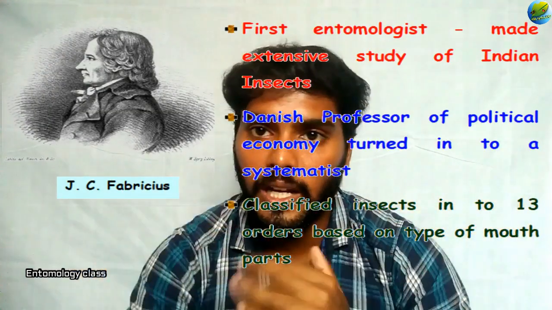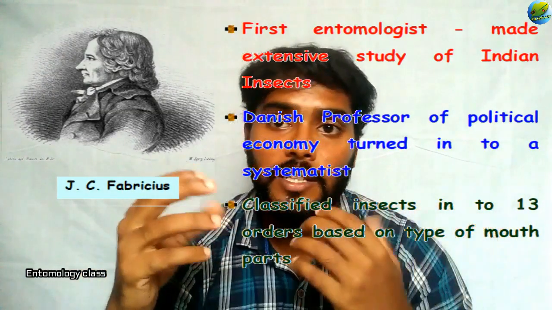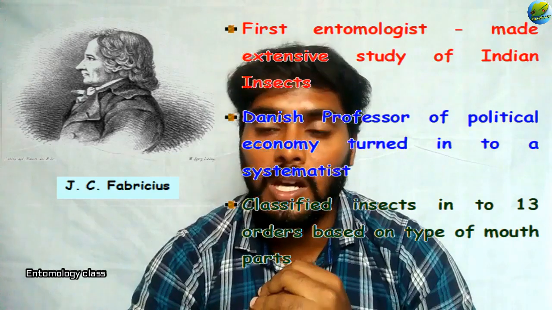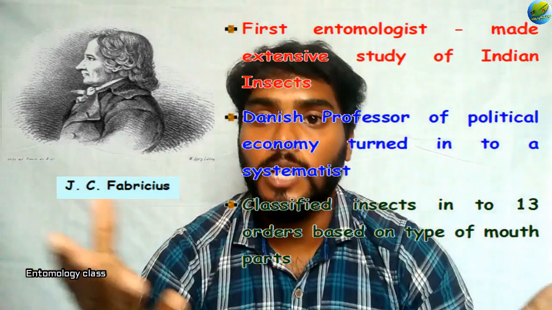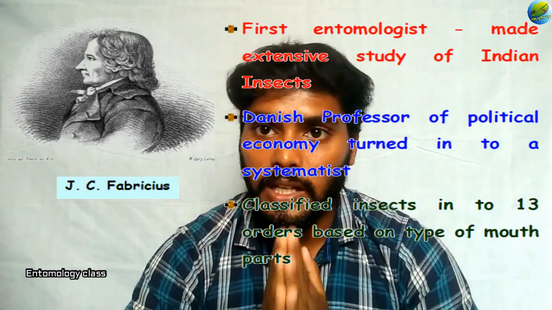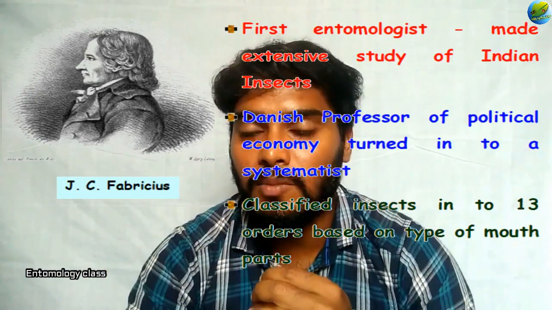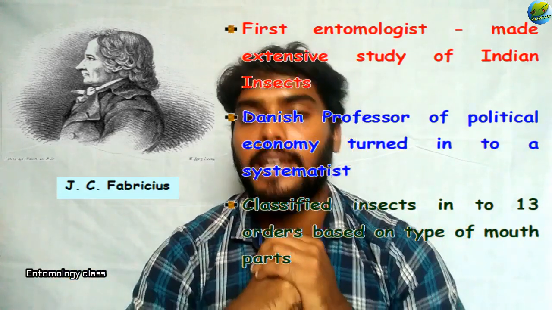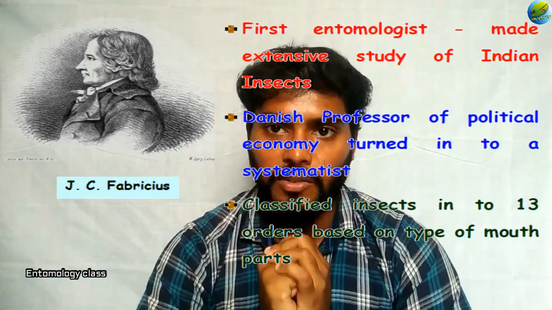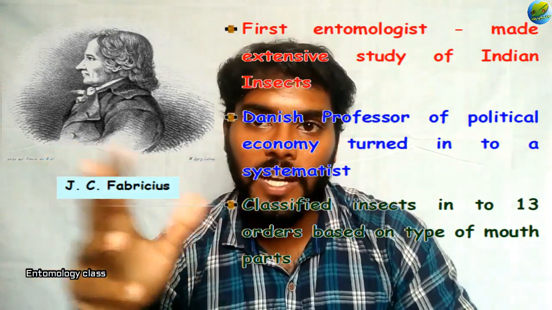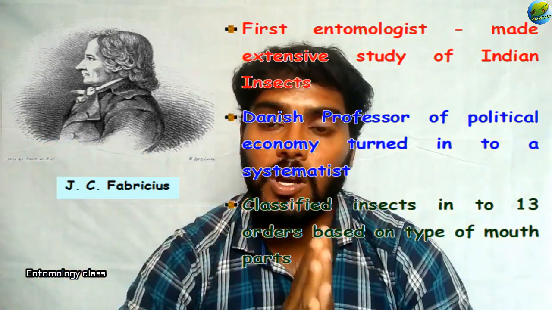The first entomologist to study Indian insects extensively is Fabricius. He was the first to travel around India to collect insects and name them. He collected specimens all around India and sent them to Carolus Linnaeus. He named the insects by himself. He was a Danish professor of political studies, but he turned to entomology as he had a lot of interest in insects. He classified insects into 13 orders based on the mouth parts.